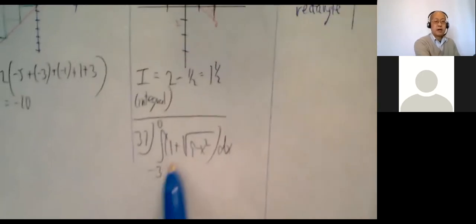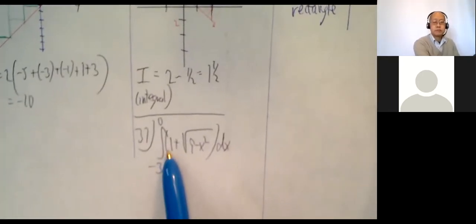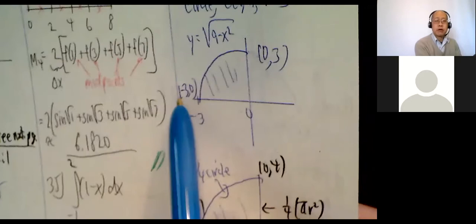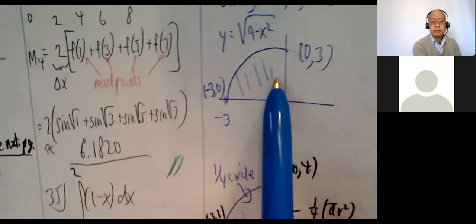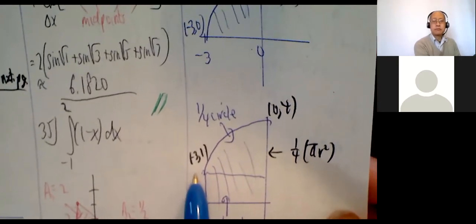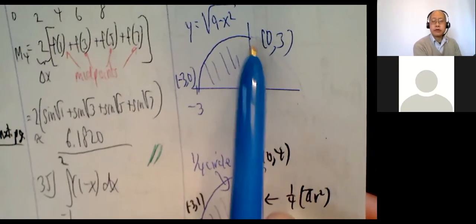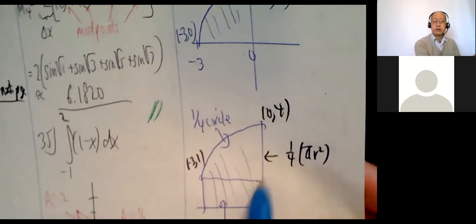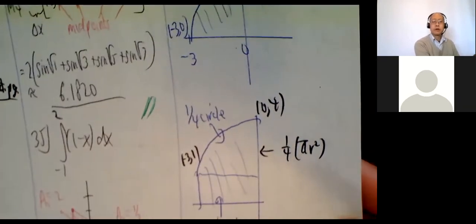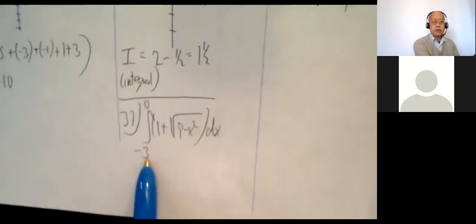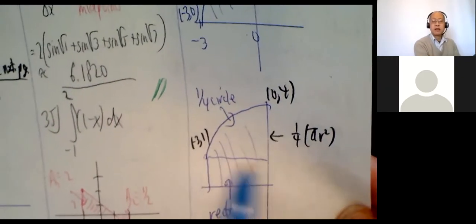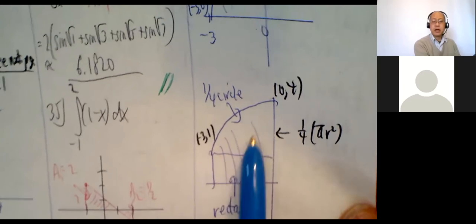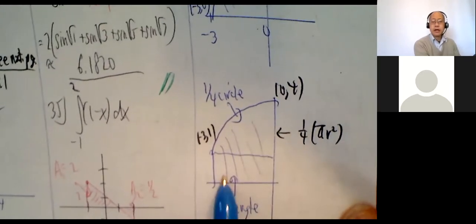Now, what's the effect of the +1? Move this graph up 1 unit. So -3, 0, -3, 1, 0, 3, 0, 4. So here's my picture. So the integral from -3 to 0 of this function is this area, which I can chop up into a quarter circle and a rectangle.